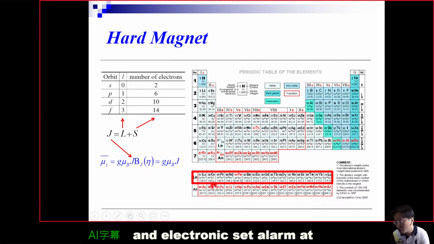Of course, you may have a question: why not use this row? Because you don't want to use the elements here, since most of these elements are radioactive. So you don't want to use a magnet that contains uranium, right? So the ideal elements that can make a hard magnet are rare earth elements.